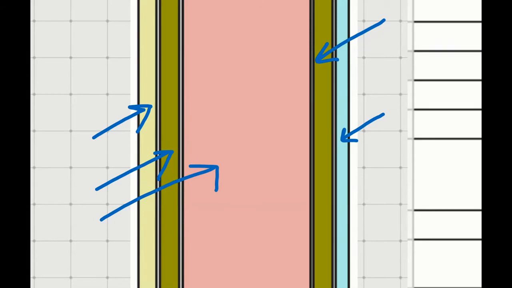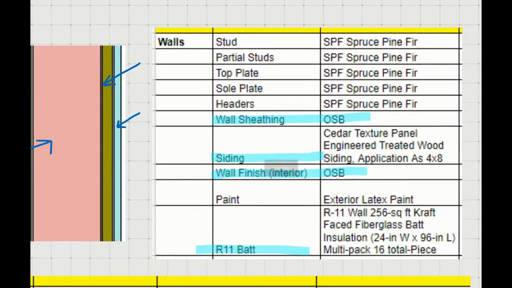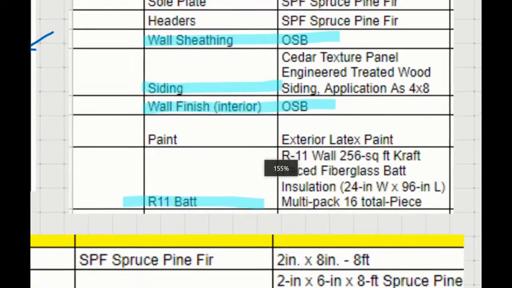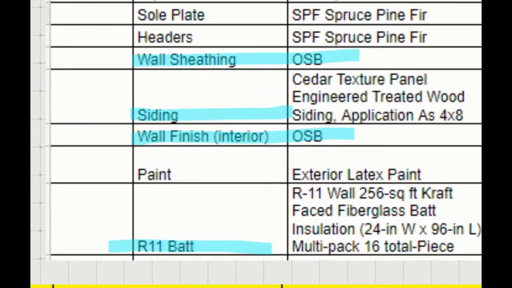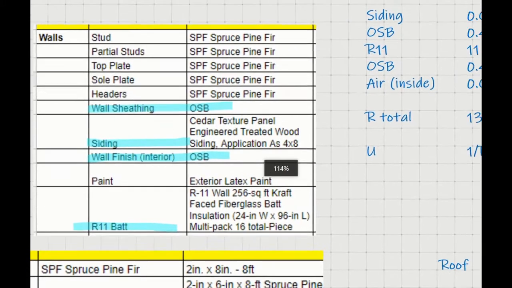So all you have to do now is think about, hang on, let's look at our design. So this is where we said OSB, and it's 7/16 OSB. It says that later in your sheet. We have siding, and I'll show you which one to use from the table. And then the wall finish is OSB, and we have R11 batt in between the two, and that's going to fill up that airspace. If you don't have any insulation in there, you count the airspace, all right?